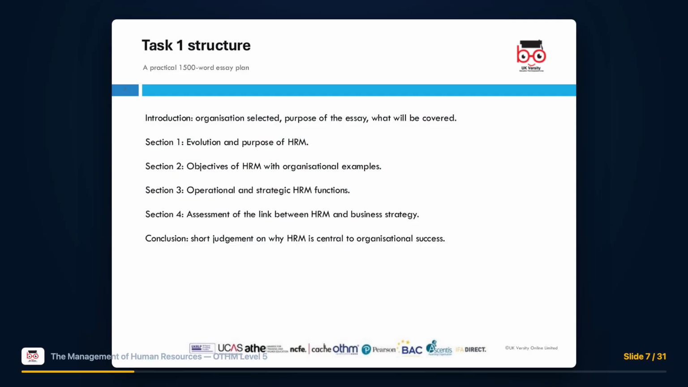Here's a practical 1,500-word essay plan: an introduction stating your organisation and what you'll cover. Section 1, the evolution and purpose of HR management. Section 2, its objectives with organisational examples. Section 3, its operational and strategic functions. Section 4, an assessment of the link between HR and business strategy. And a conclusion, a short judgment on why HR is central to organisational success.